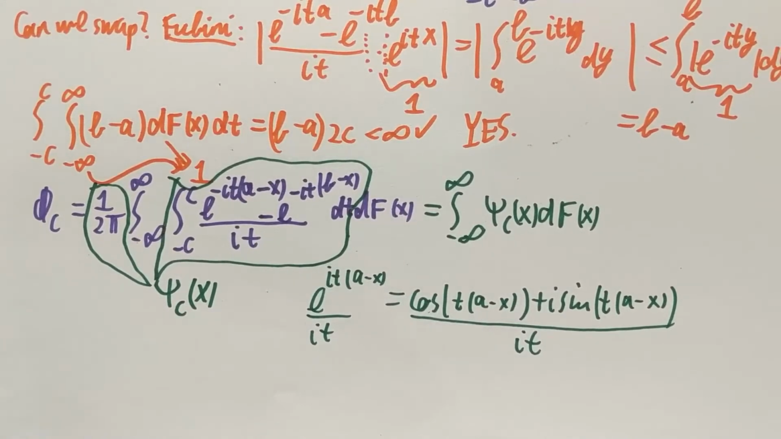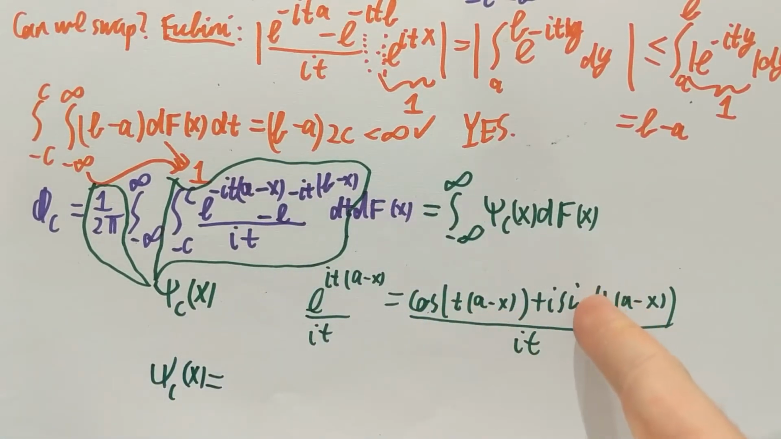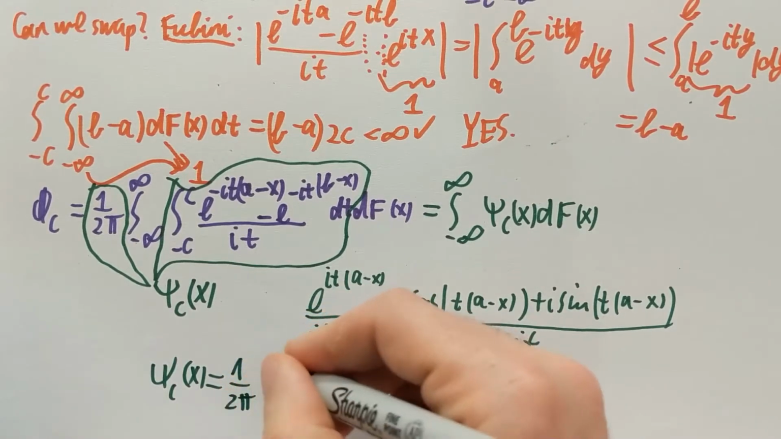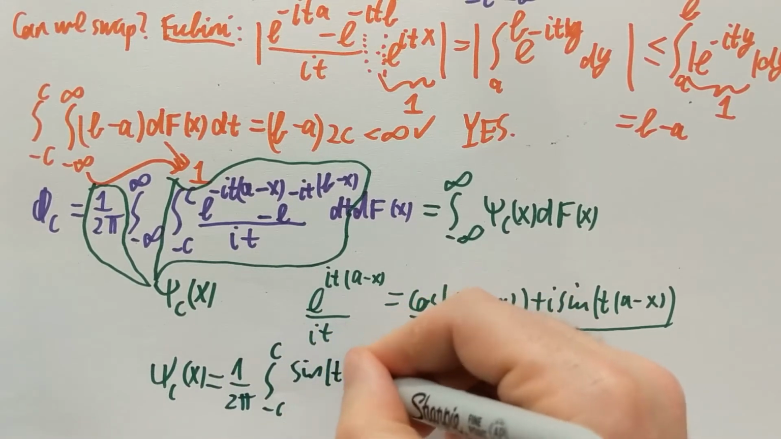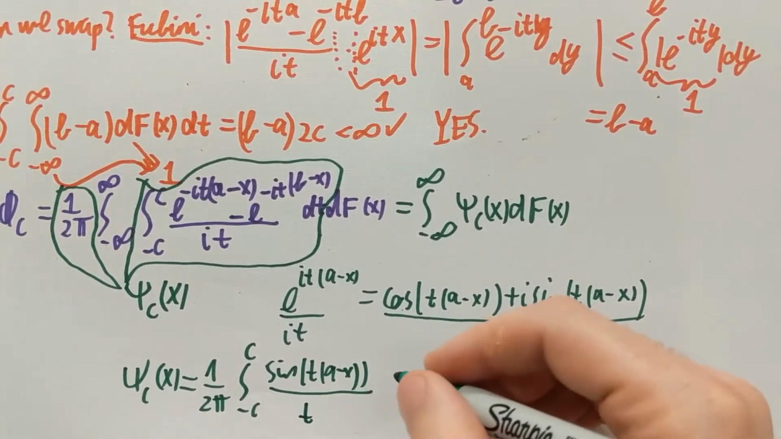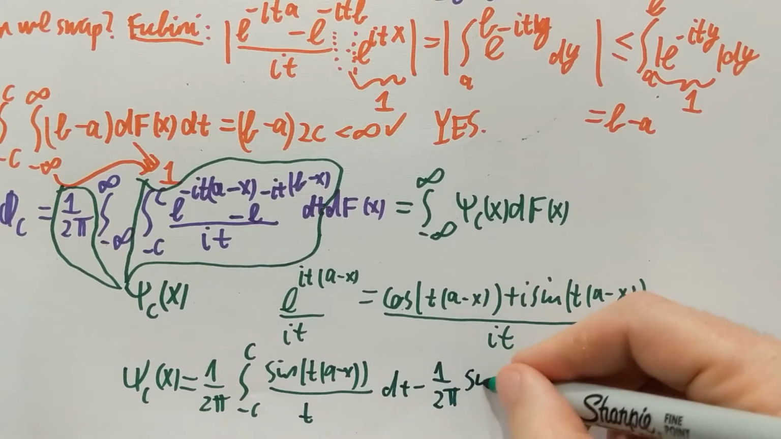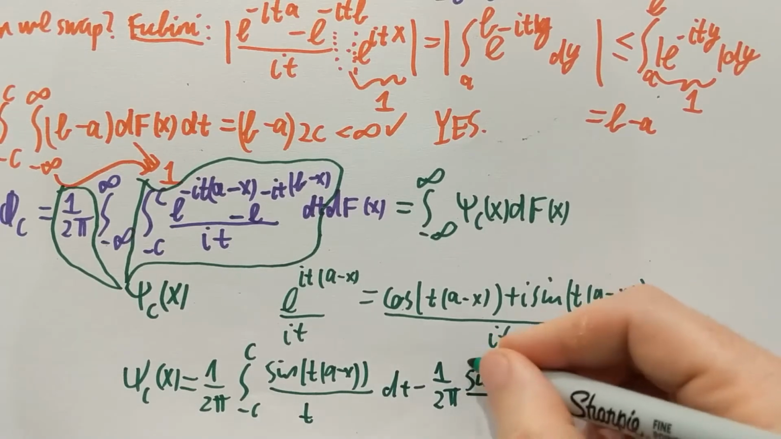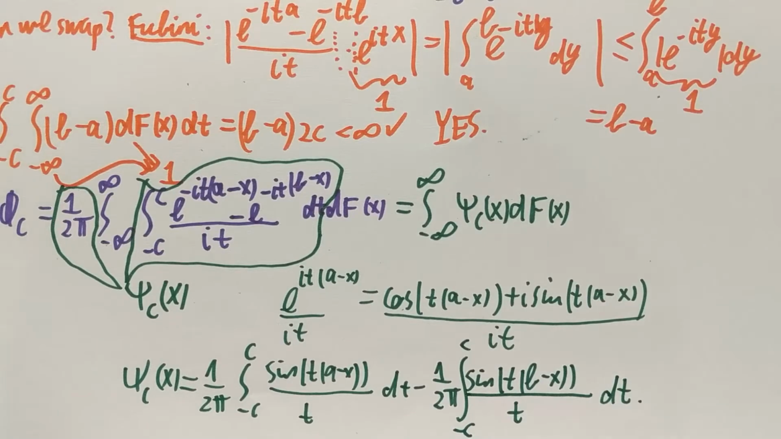So psi itself, instead of looking at the exponential functions, I'm just going to look at the sine t over t part, which matters because the cosine t over t part cancels out, and that gives me 1 over 2 pi, integrate from negative c to c, sine of t(a minus x) over t dt, minus 1 over 2 pi, the same with b, sine of t(b minus x) over t, and integrate this from minus c to c dt. That's my function psi.